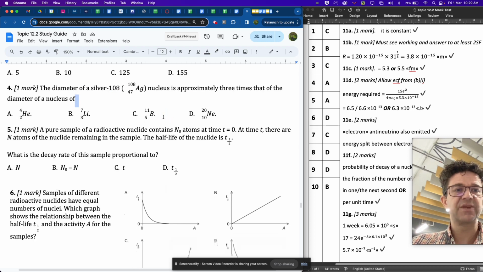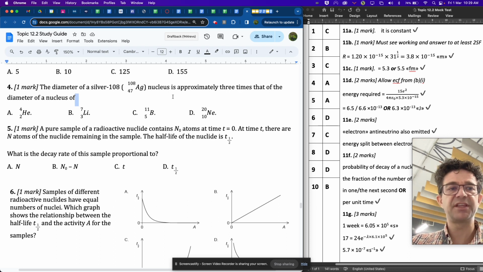4 says the diameter of the silver nucleus is approximately 3 times that of the diameter of which nucleus? So in this case, we have 108 total particles. And we know that the radius scales as the 1/3 power. So if we want the radius to be 3 times as large, we need it to be 27 times as many particles. 27 times what number gives us 108? That would be approximately 4. So we're looking at helium here.